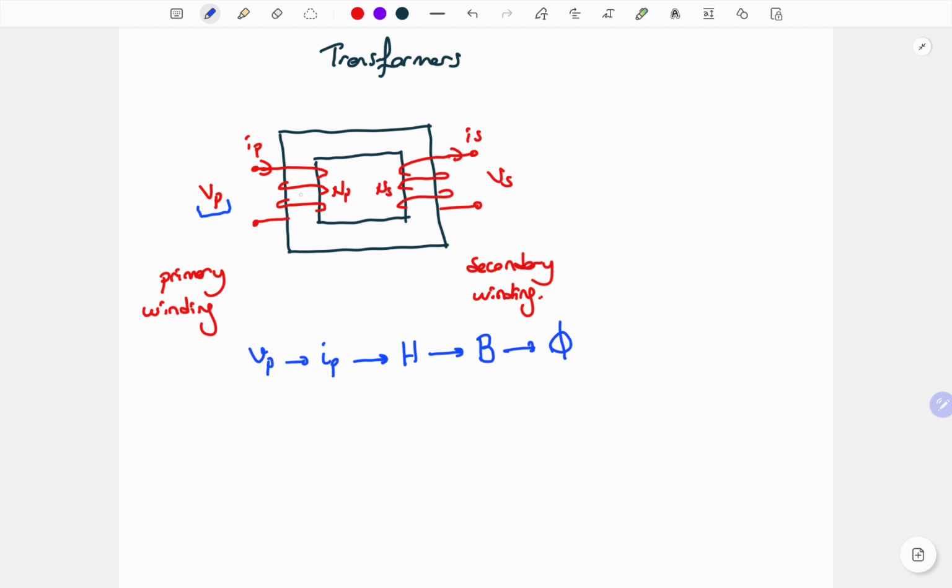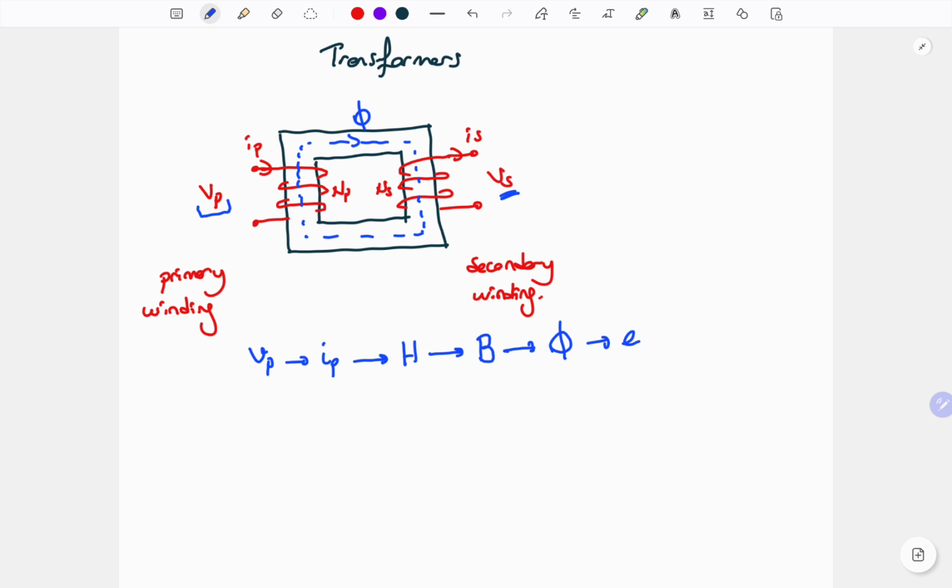So inside the ferromagnetic core, we can see the flux, which is the equivalent of current in electric circuits. Then for the secondary side, a voltage can be induced with respect to Faraday's law. So this is the simple operation of the transformers.